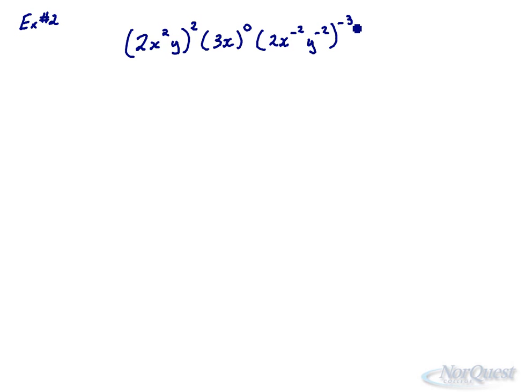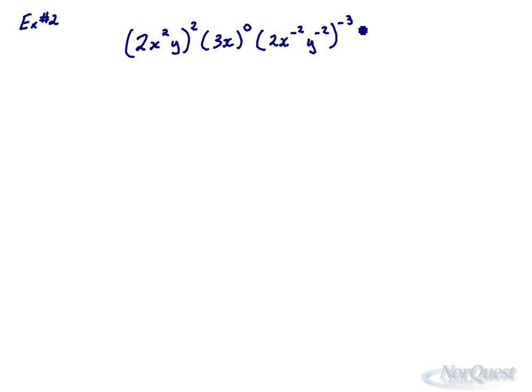Example number 2. We'll go with 2x squared y to the power 2 times 3x to the power 0 times 2x to the negative 2 y to the negative 2 to the power negative 3. This one's a little bit more complicated. You can see we've got quite a few power of a powers.